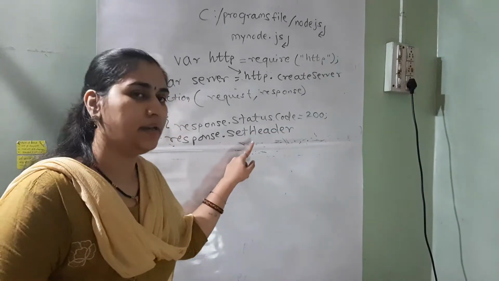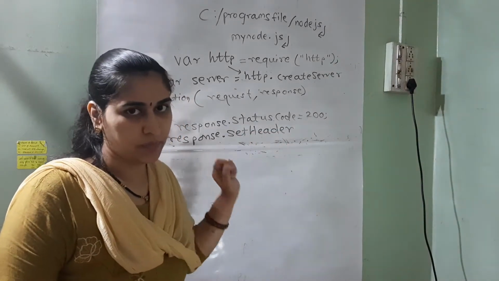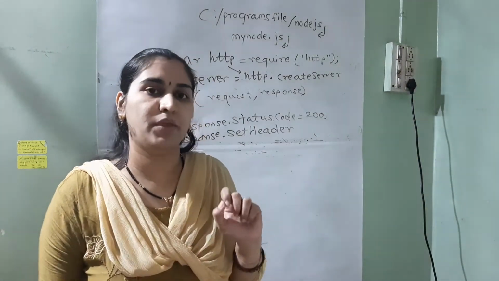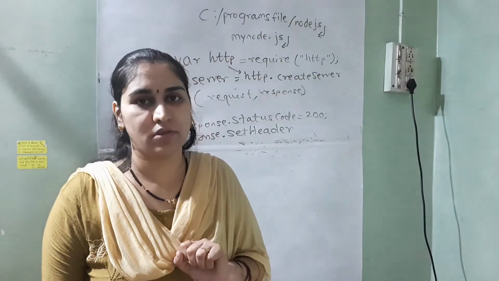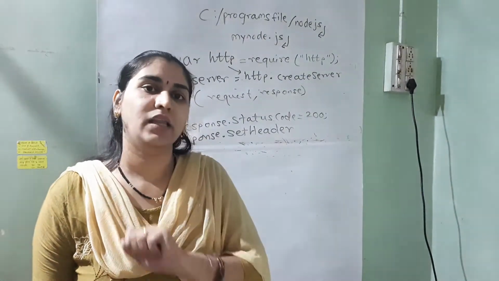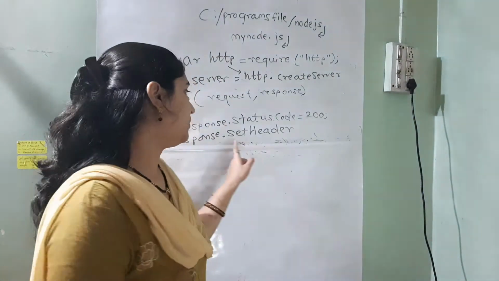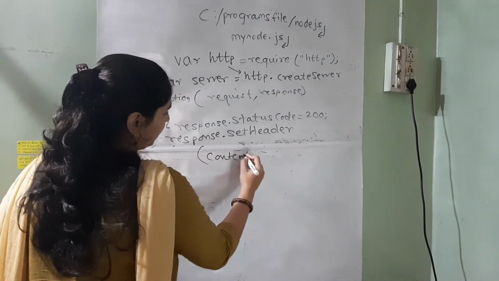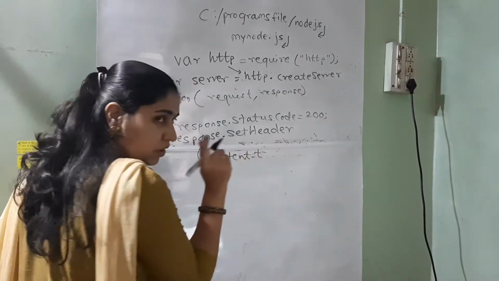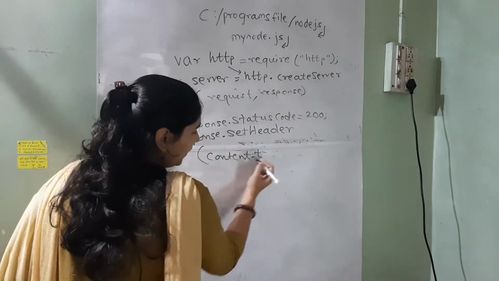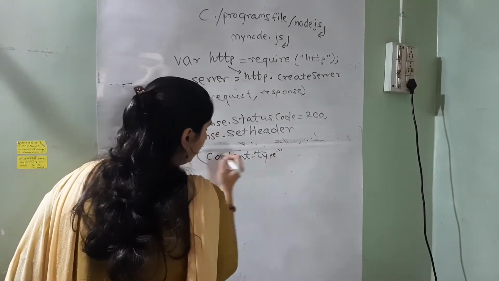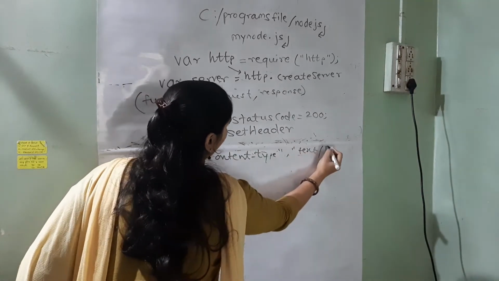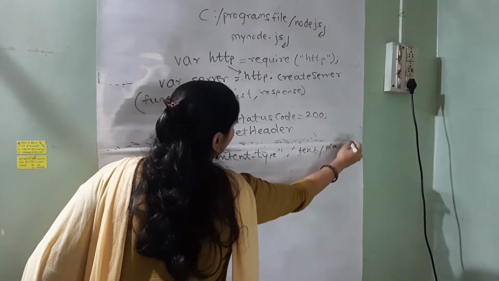We have to set the header content type, meaning how my HTML, or we can say how my text, will appear in that particular browser, which styling should be used. So I set the header with the content type. Content-type, with a hyphen or dash, and I am going to set it as text/plain.